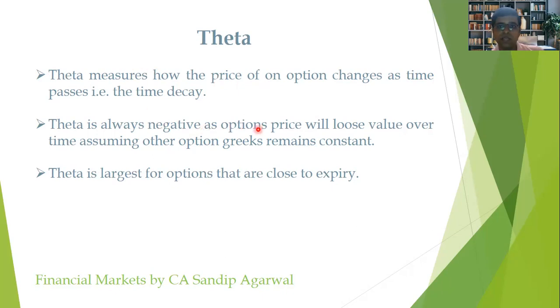So theta will always be negative, whether it is for a call option or a put option, because option prices will lose value over time, assuming that the other option Greeks remain constant. So whatever we have explained till now about the various option Greeks has been discussed considering the movement in that particular option Greek only, assuming the other option Greeks are constant. So if all the Greeks start moving all together, then the price of an option may behave differently. Like I explained earlier, theta is largest for those options that are close to expiry.